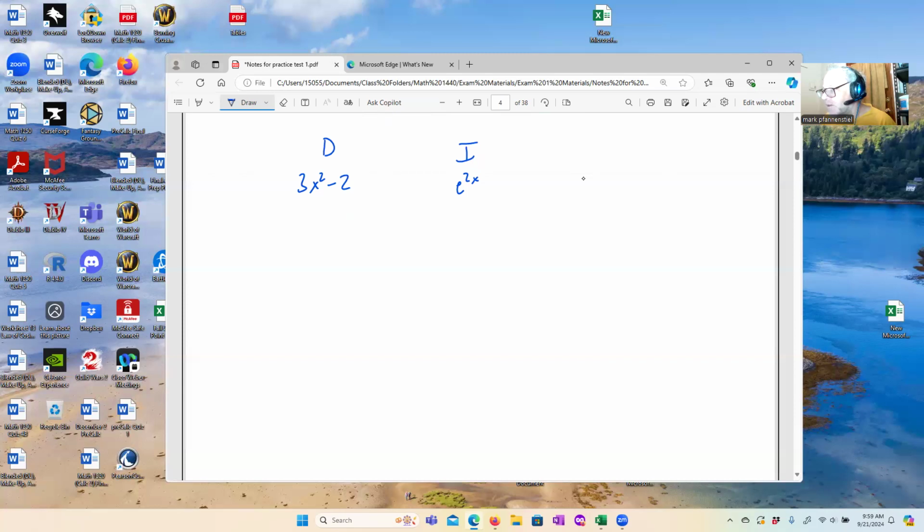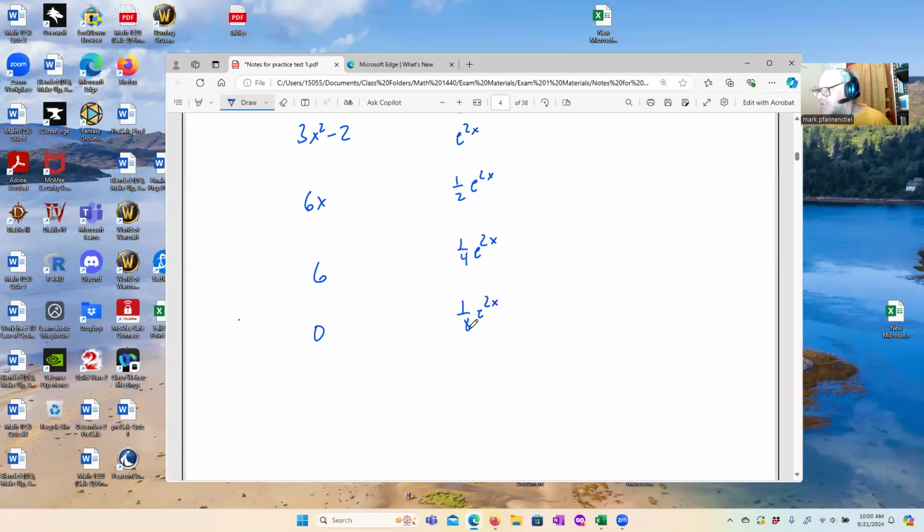Derivative of 3x squared is going to be 6x. The integral of e to the 2x is 1/2 e to the 2x. Take the derivative again, we get 6. Take the integral again, we get 1/4 e to the 2x. Take the derivative again, we get 0. Take the integral again, we get 1/8 e to the 2x. You do this until you get a 0. That's when you know how to stop.